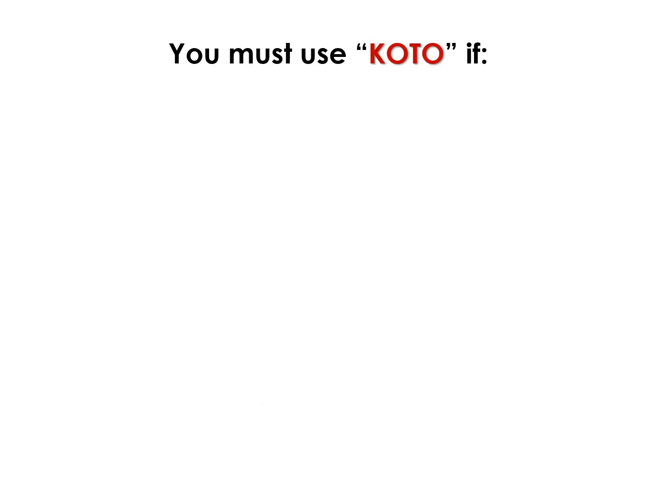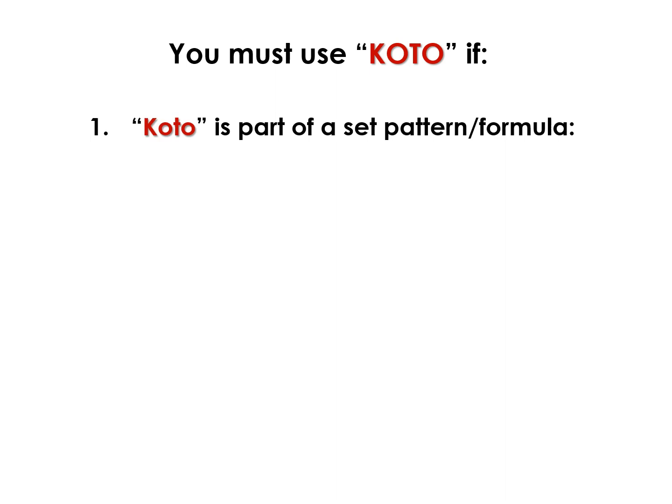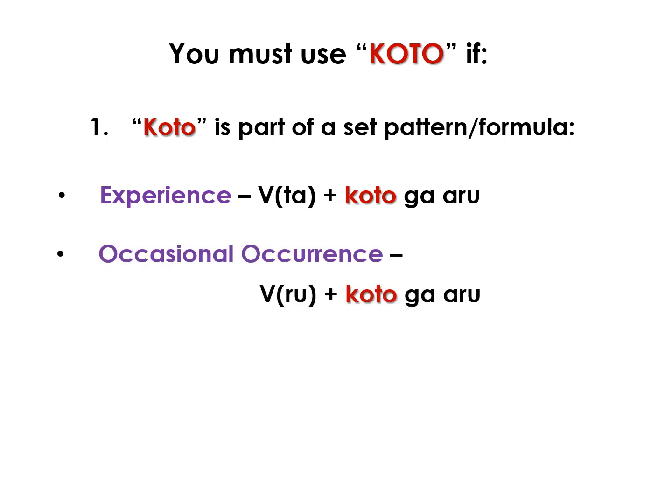Now, when must you use koto and not no? You must use koto if koto is part of a set pattern or formula for certain verb conjugations. For example, to express experience, the formula is plain past form of the verb plus koto ga aru, or that's ta koto ga aru. Occasional occurrence is expressed as dictionary form of the verb, or ru koto ga aru.